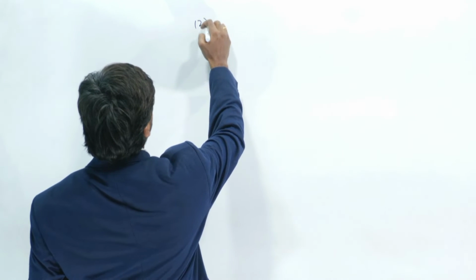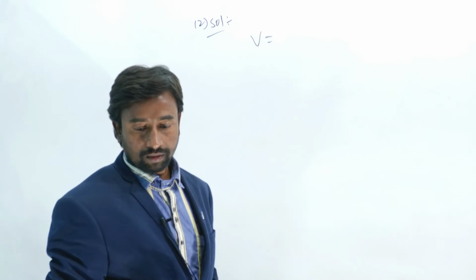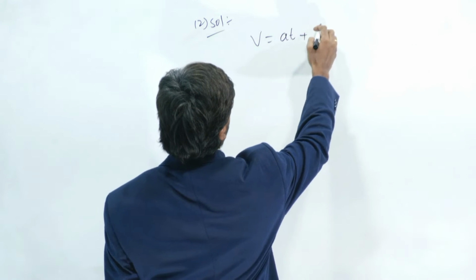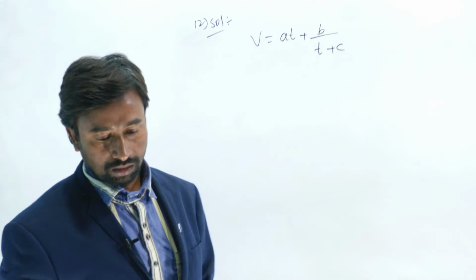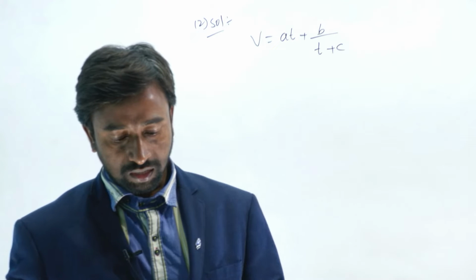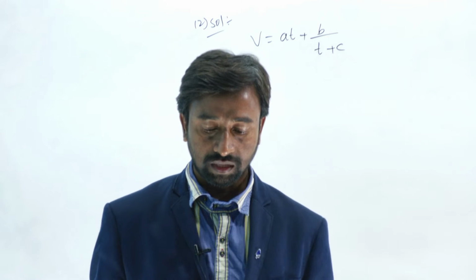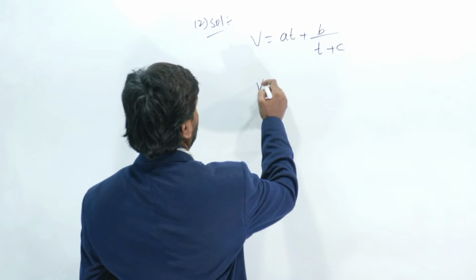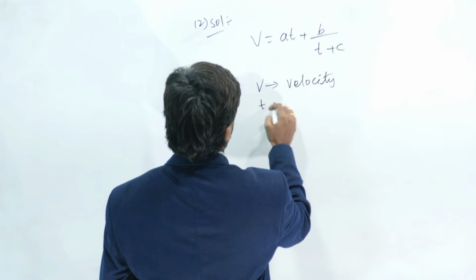The 12th solution: v = at + b/(t + c). Here v is the velocity and t is the time.